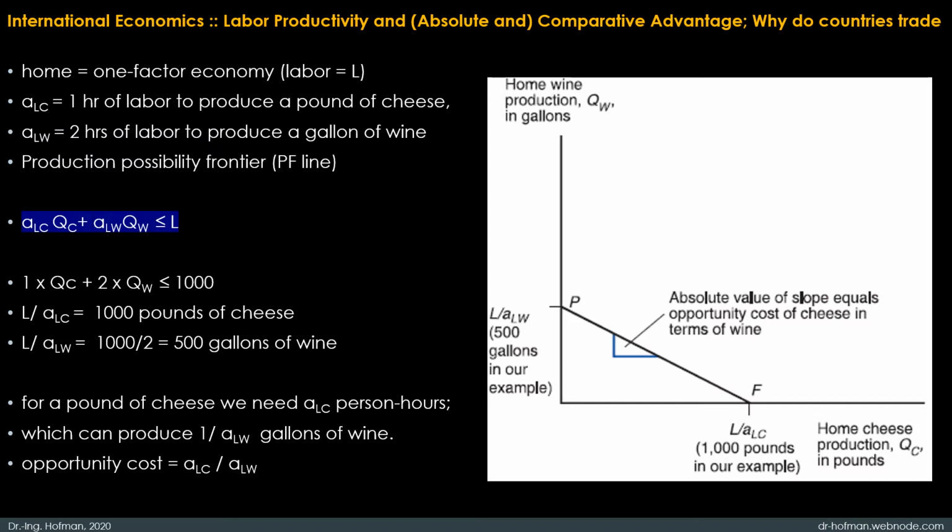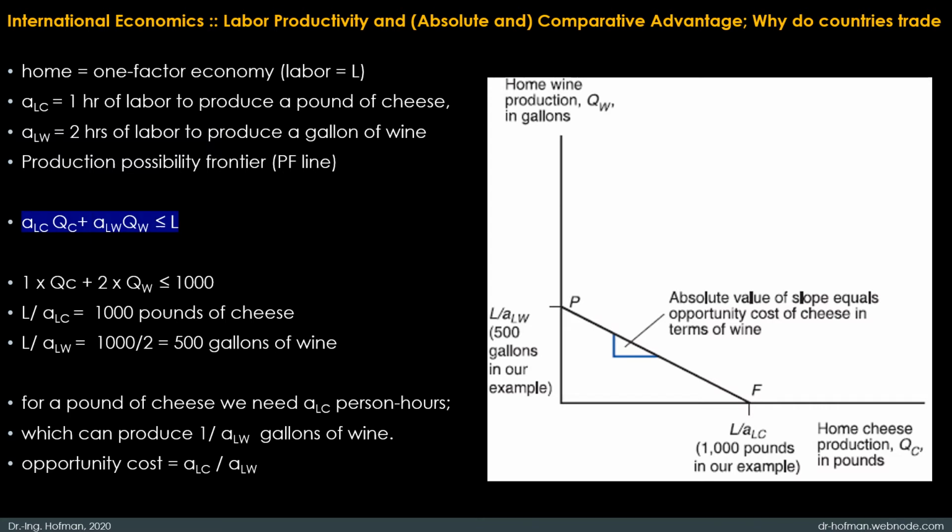Notice, by the way, that we are defining unit labor requirements as the inverse of productivity. The more cheese or wine a worker can produce in an hour, the lower the unit labor requirement. For future reference, we define ALW and ALC as the unit labor requirements in wine and cheese production, respectively. The economy's total resources are defined as L, the total labor supply.